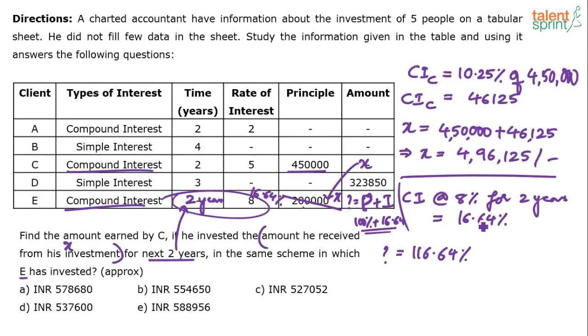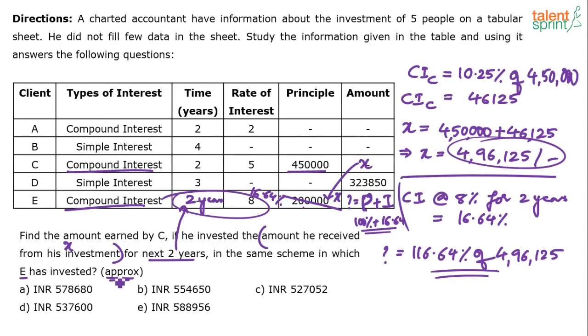See, if he's asking us to find out the interest, then that's a different story. Then that will be 16.64%. He's asking us to find out the amount. Amount is principal plus interest. So 100 plus 16.64, which is 116.64%. Of what? Of the investment. What is the investment? 4,96,125. Calculation is your lookout. You have to do the calculation yourself. So 116.64% of 4,96,125. Find out from the options.